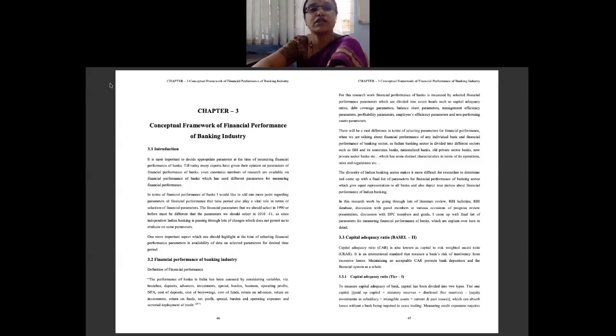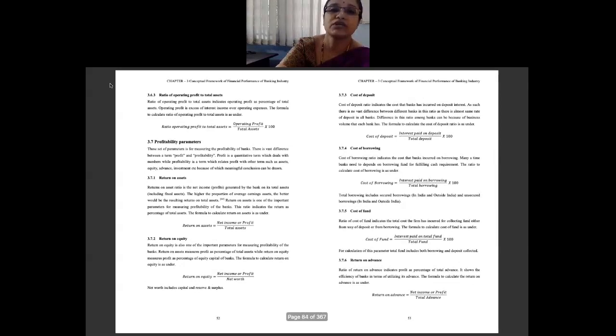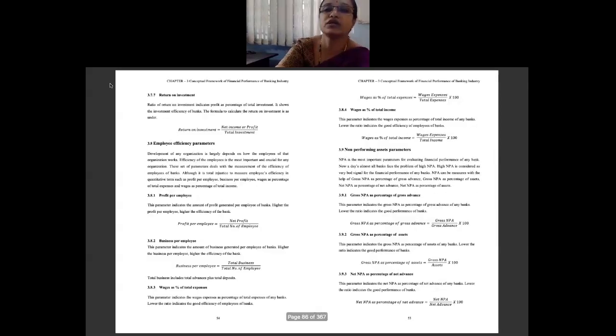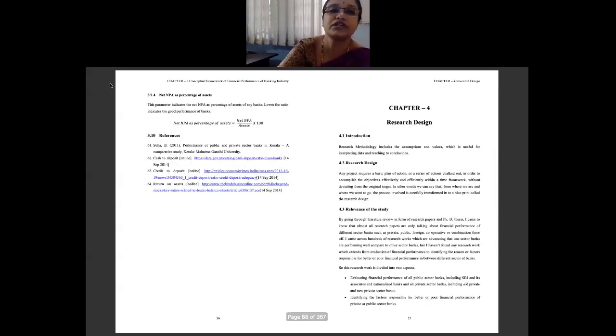Now the third one, as I told you, some people give an industry profile. Because this person is doing more relating to financial performance, they've given details regarding what they will be doing under financial performance. Now the fourth chapter is the research design that they have taken.